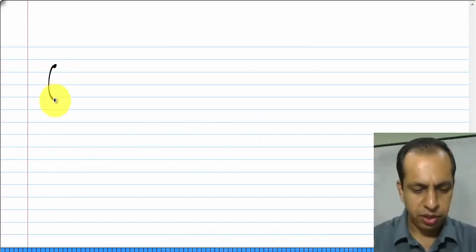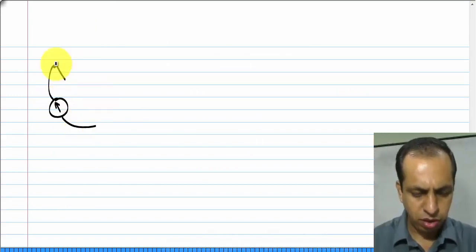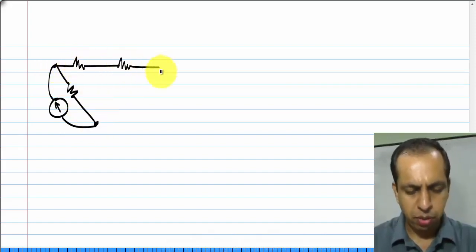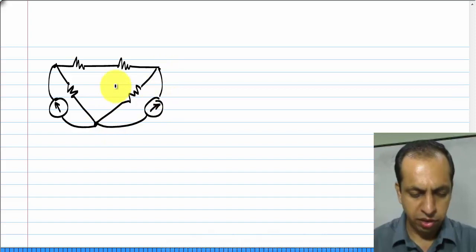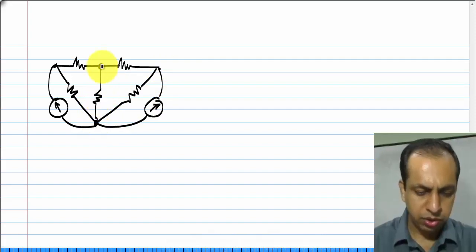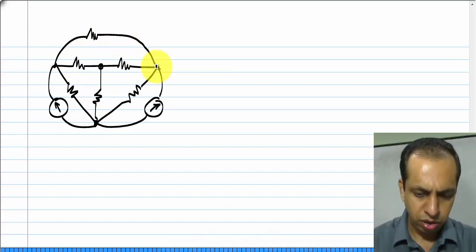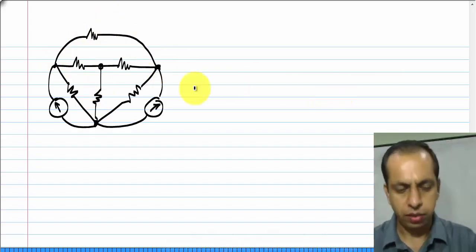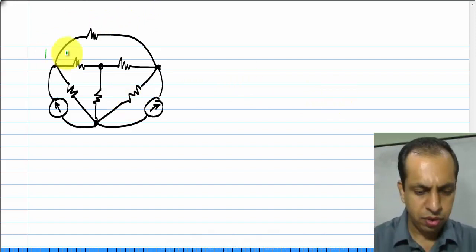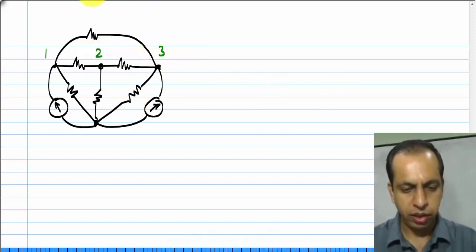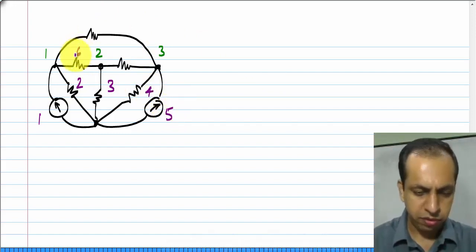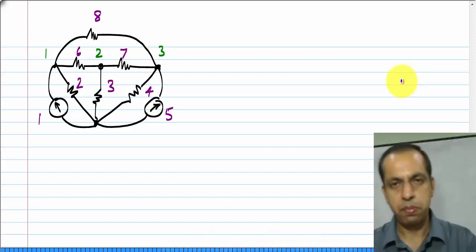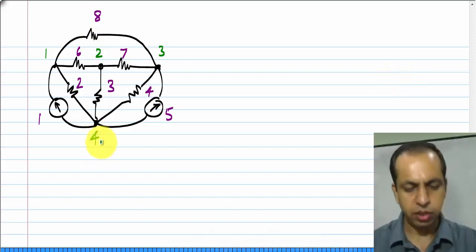Let us consider the same circuit again. I will illustrate it with this example, but this is true of every circuit with n nodes. So, we have nodes 1, 2 and 3 and branches 1, 2, 3, 4, 5, 6, 7, 8. We also have node 4 over here.